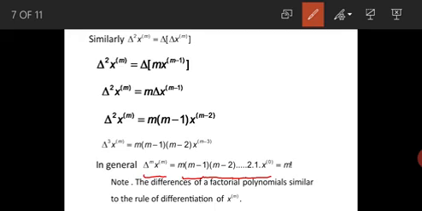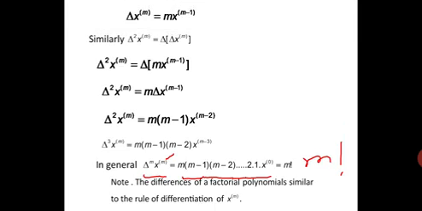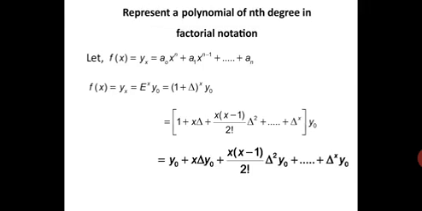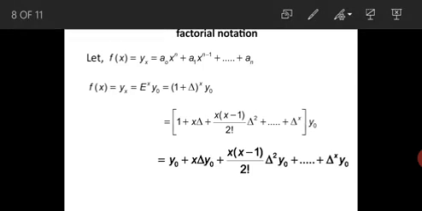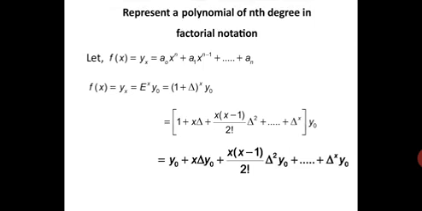That is nothing but m factorial, since m is there. Okay. So the difference of the factorial polynomial is similar to the rule of differentiation. If you see that here, it just looks like differentiation, right friends? So now we'll talk about how to represent a polynomial of nth degree in factorial notation.